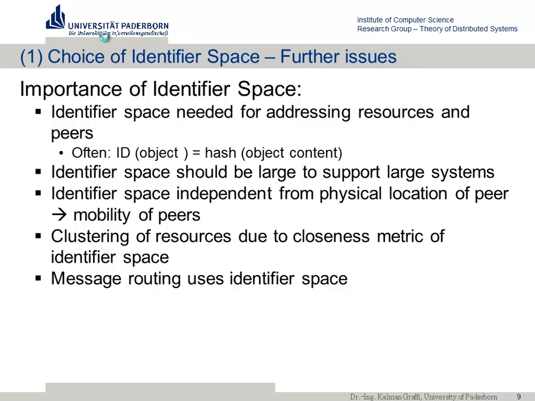Yes, and why do we need this identifier space? It's basically because of the last point, that with this we can have some routing. So we can define routing protocols that enable us to come with every step closer to the desired content. That's what we need the metric for.